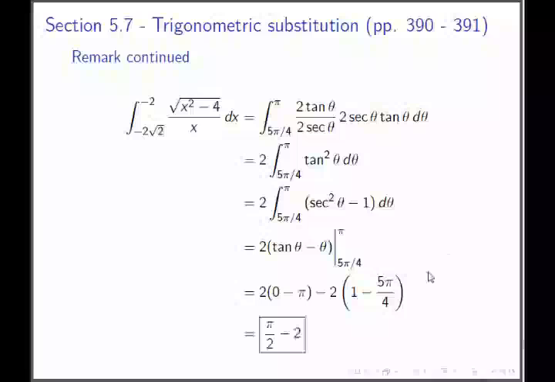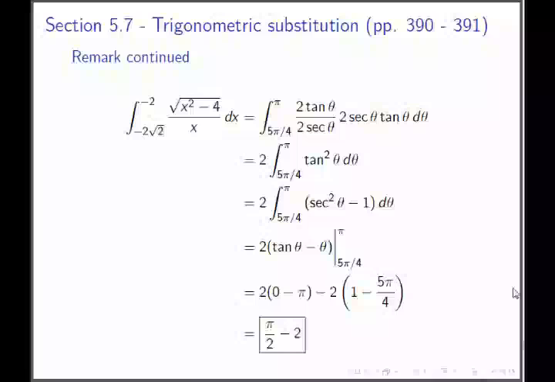To see that, let's see, we got negative 2 times 1 gives us a negative 2. And I also see that negative 2 times negative 5 pi over 4 is the same thing as positive 5 pi over 2. But then I also have minus 2 pi here. So 5 pi over 2 minus 2 pi is equal to pi over 2.